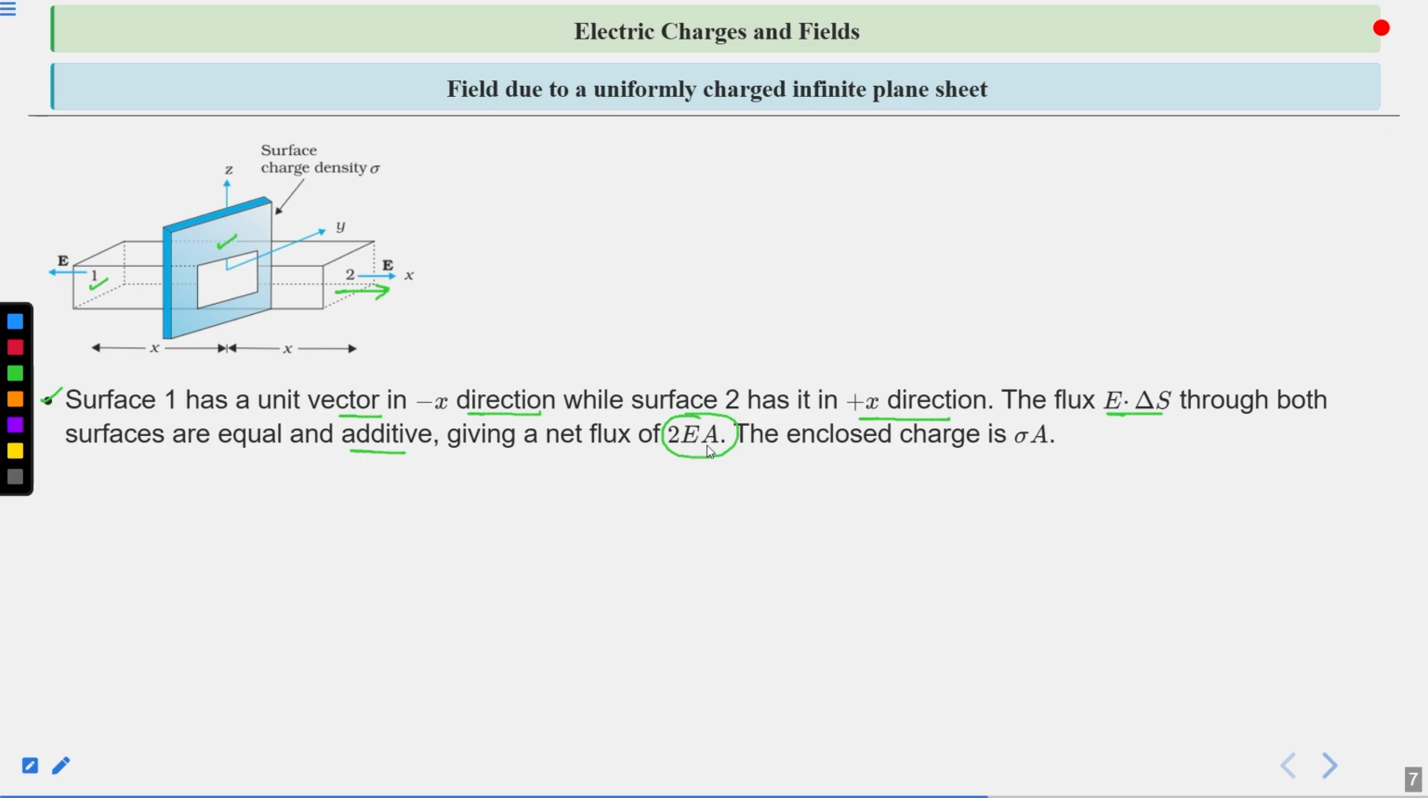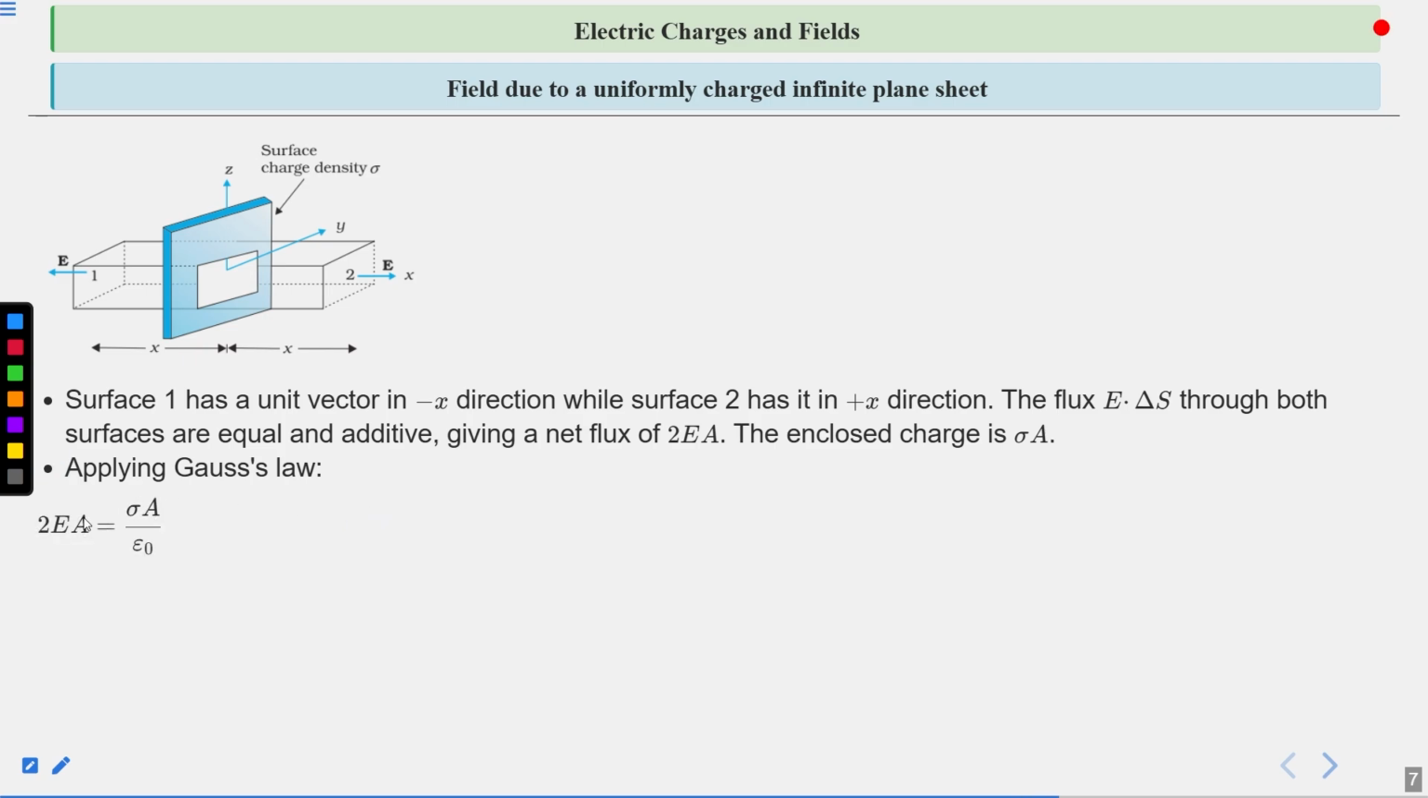Now we will calculate the electric field. The enclosed charge is sigma A, due to the surface charge density. Here we are applying Gauss law. So what is Gauss law? The total flux passing through a closed surface is equal to the total charge enclosed by the closed surface divided by epsilon naught.